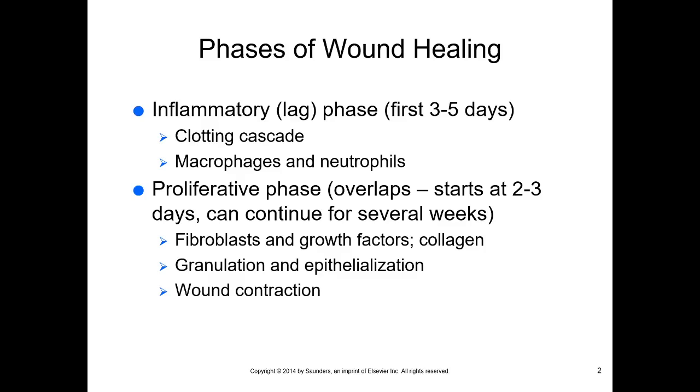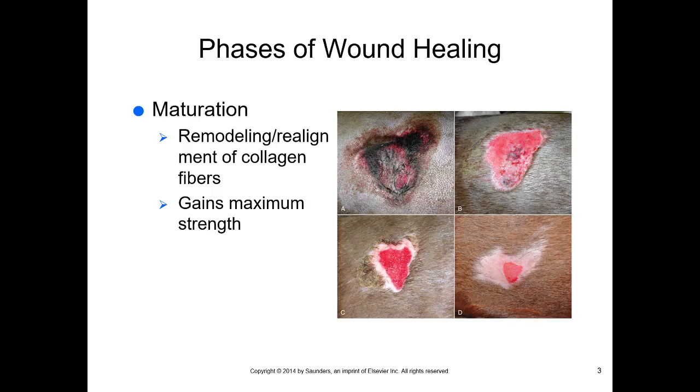And with that, we'll start to get wound contraction. When you start to see wound contraction, you're seeing the maturation of the wound. We're getting a remodeling, a realignment of those collagen fibers. First, when they first come in, they're just kind of shooting in there and they're every which way, and then they start to line up nicely and they contract and you're starting to get a scar. That's when we start to gain our maximum strength.